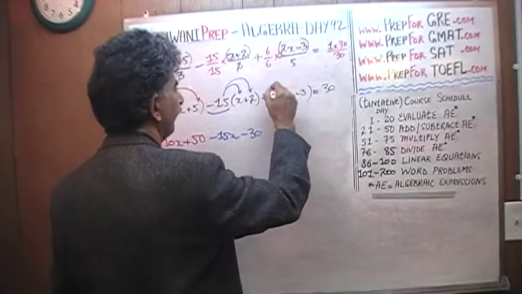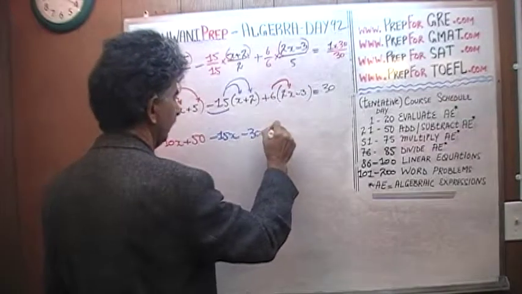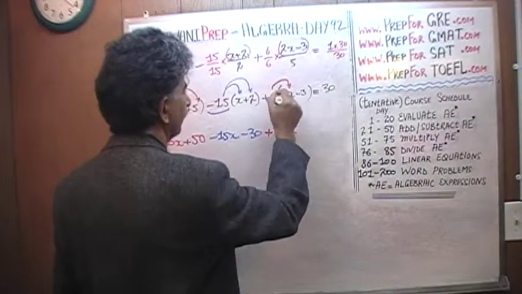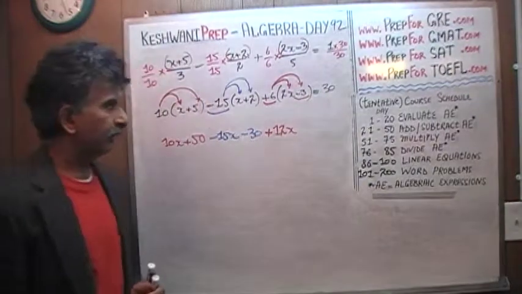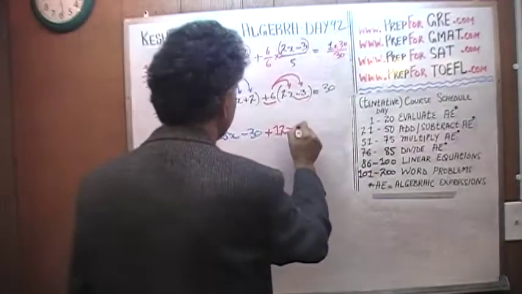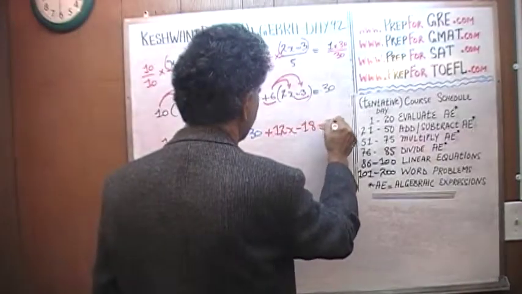Then we have 6 times 2x, which is 12x. And then we have positive 6 times a negative 3. A positive 6 times a negative 3 is going to be negative 18. And on this side we have 30.